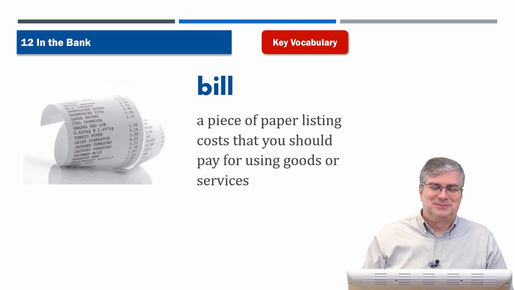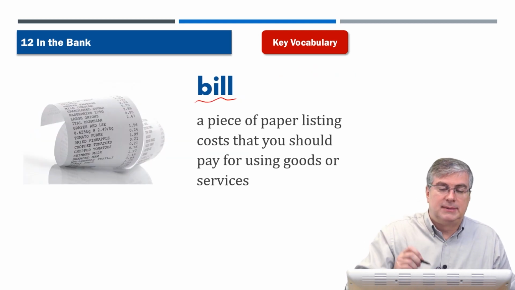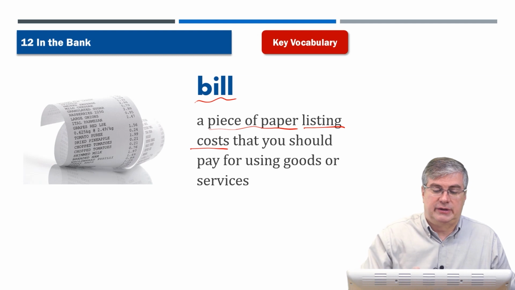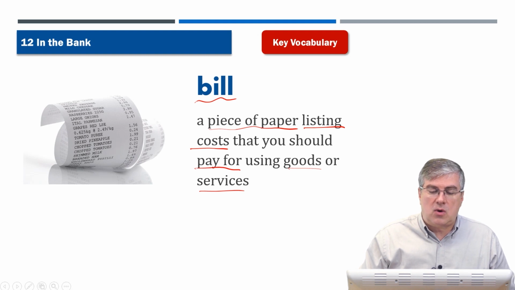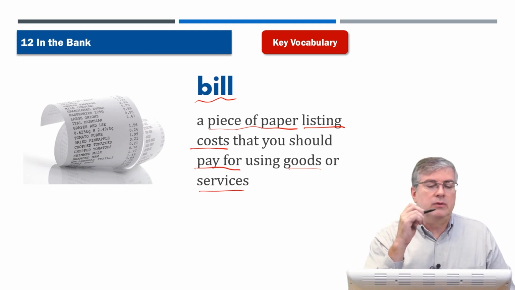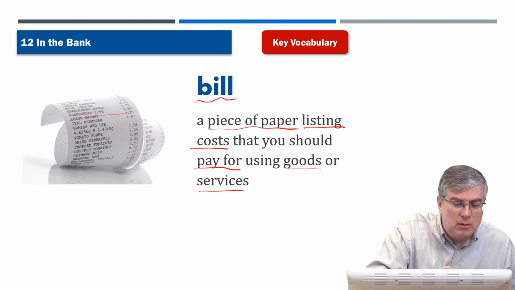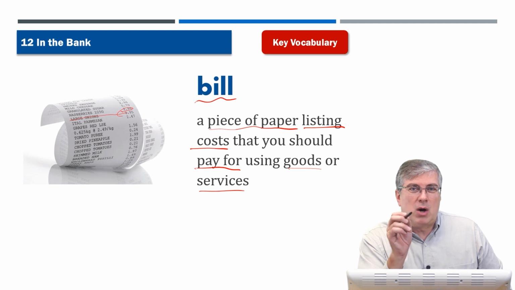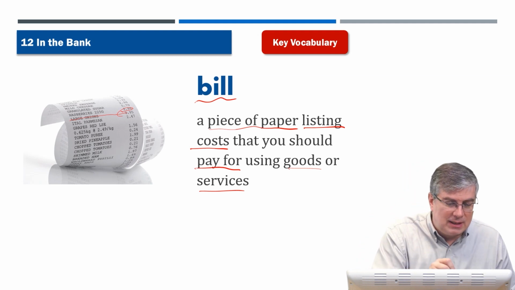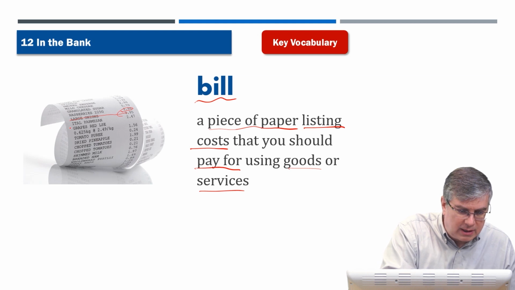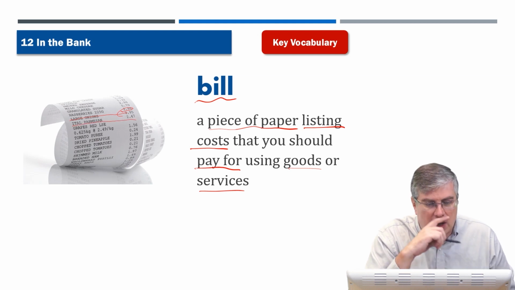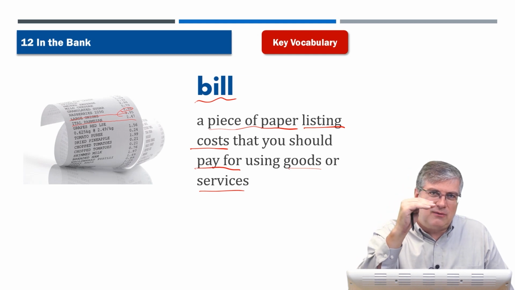Okay, next. Bill. What is a bill? A bill is a piece of paper listing costs that you should pay for using goods or services. Well, of course, you should pay your bills with money, obviously, but a bill, let's say you go to the grocery store. That's what this is. Looks like they went to the grocery store and they bought raspberries. And raspberries, what is it? $2.99. So they bought raspberries. Raspberries are $2.99. And they also bought, it looks like Italian Parmesan cheese, and that was $2.07. So the bill lists everything that they bought.